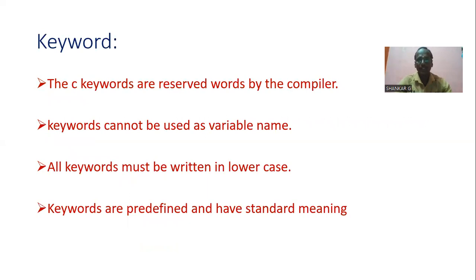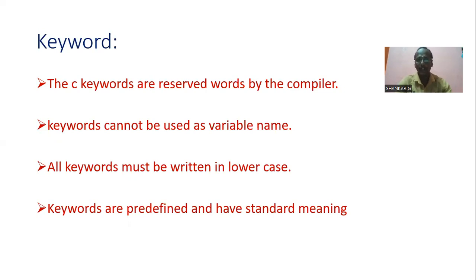The C keywords are reserved words by the compiler. The keywords cannot be used as a variable name. Generally, we can say that the keywords cannot be used as an identifier. So whatever identifier name we are assigning, the name should not be a keyword. Let us see later what an identifier is.